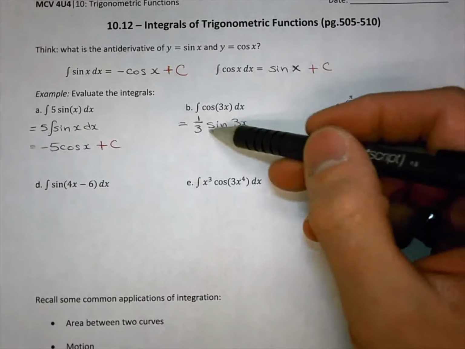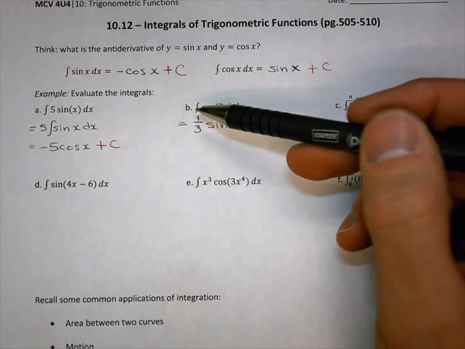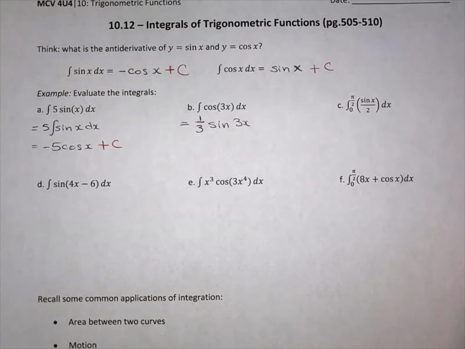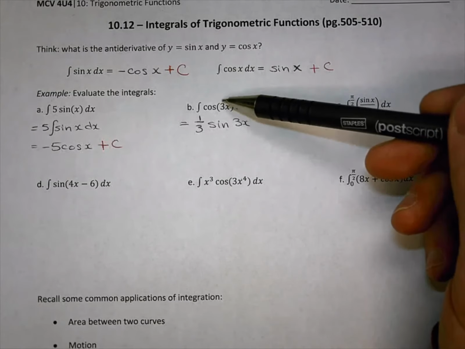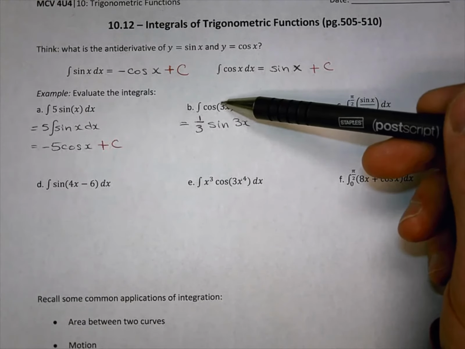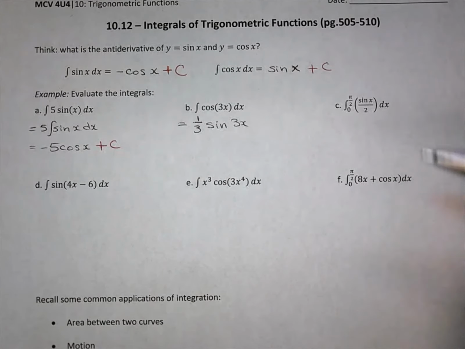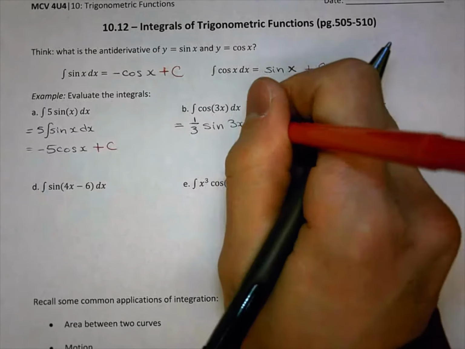If you try it now, what's the derivative of this? It's 1/3 cos 3x times 3, and the 3 and the 1/3 cancel out. If you wanted a rule to help you remember this, basically you take whatever the constant is and you put 1 over it in front of your answer. But I think it's useful to be able to reason it through.